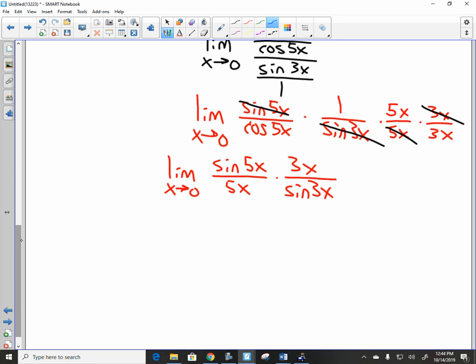Does the cosine of 5x cause any problem? We don't have to have a 5x in the numerator. We don't have to have anything in the denominator. We could just have that 1 over cosine of 5x. There's nothing wrong with the cosine. Got rid of the cosine of 5x and the 1. What remains? What is 5x over 3x? 5 thirds.